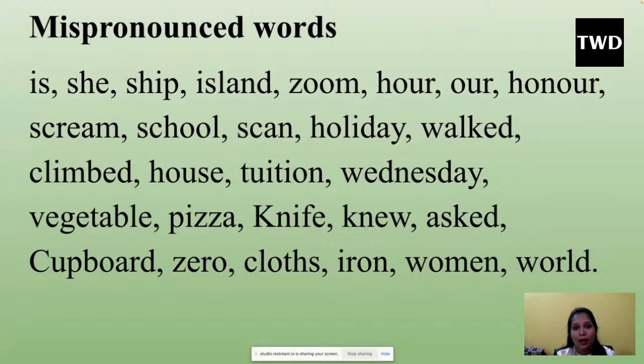Then R, HOUR. H is silent here. This is not har. It is r. R. Never pronounce it as har. It is r. Then we have our. This is not har. This is r again. Again r. Simple r. Then our word is honor. H-O-N-O-U-R. What is that? That is honor, not honor.